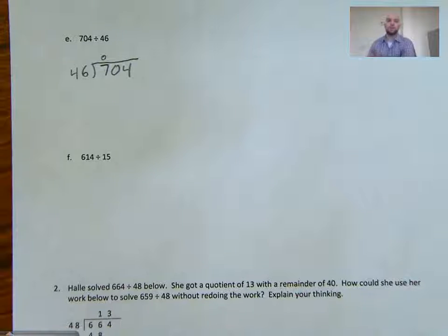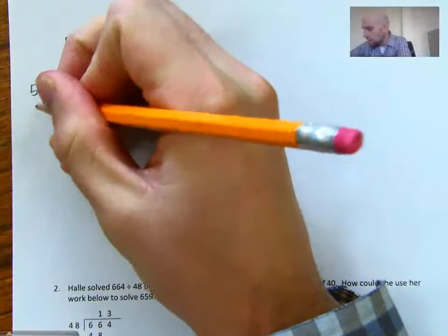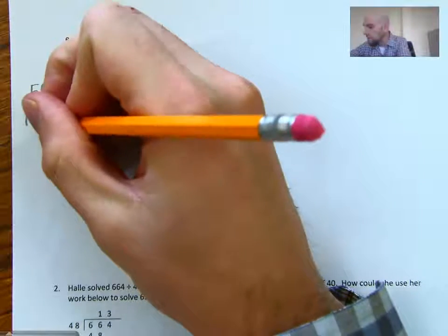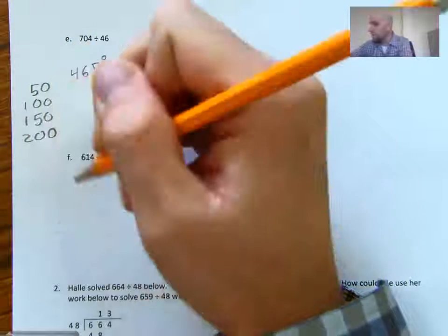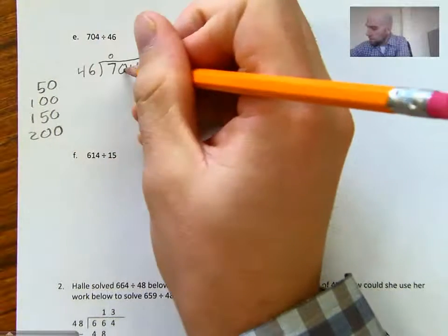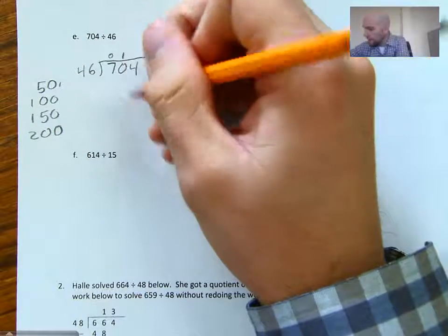And I want to find a number that's close to 46 that I can multiply by to see how many times 46 will go into 70. I'm going to use 50 because 5s are easy to count by. Make a little fact tree here: 50, 100, 150, 200. And I don't really need to go that far, but I will in case we need it again. 50 goes into 70, well, it doesn't go in 2 times, so we'll just put a 1 here for now.